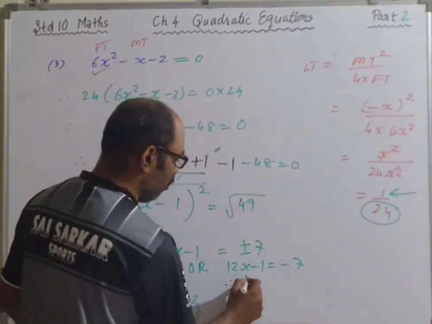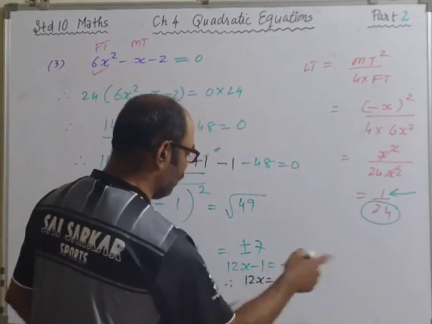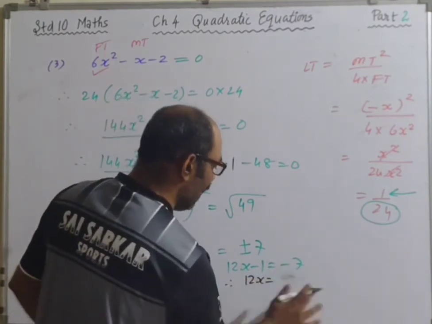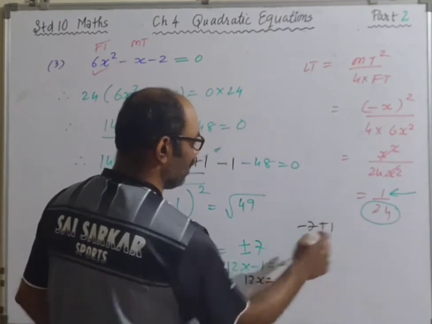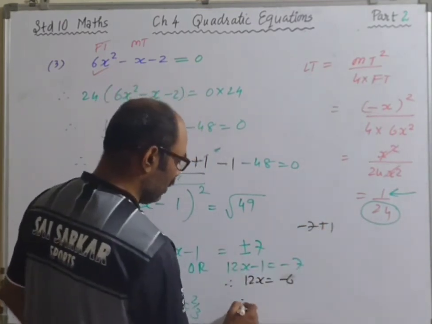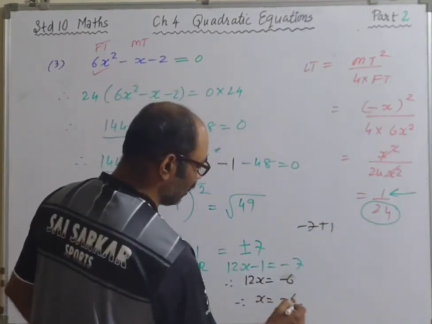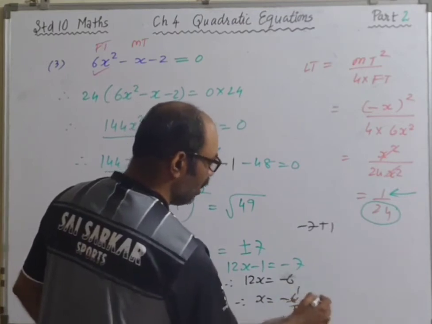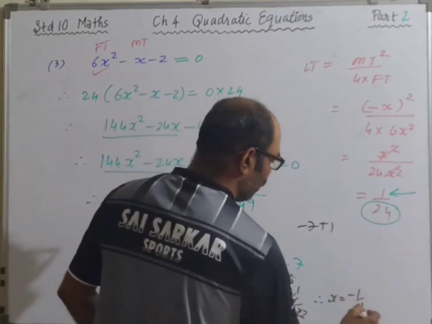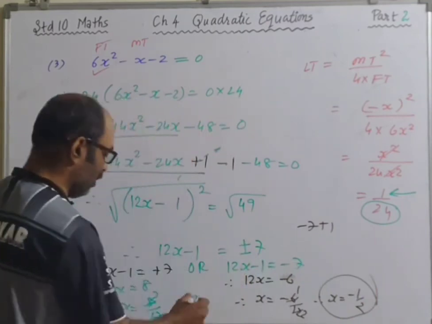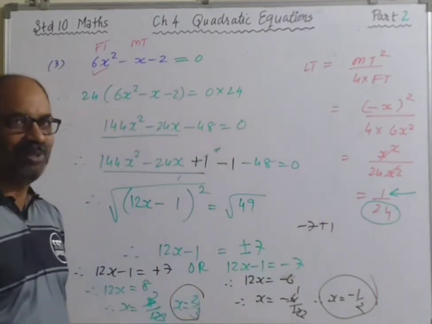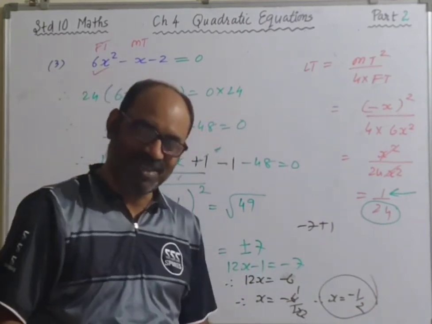Therefore 12x is equal to... sorry, minus 7 plus 1 will be minus 6. Therefore x is equal to minus 6 upon 12. 1s are 2s are. Therefore x is equal to minus 1 upon 2. So x equal to minus 1 upon 2 or x equal to 2 upon 3. That is the solution.